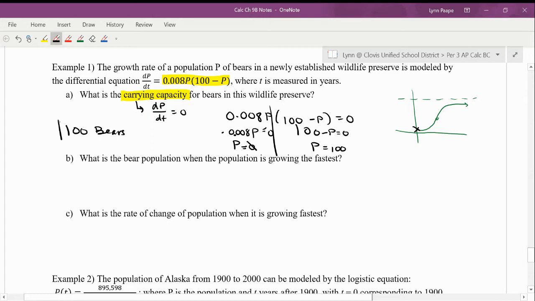Any more than that, they're dying off. All right, so let's see here. What is the bear population when the population is growing fastest? Again, that occurs at the point of inflection, which is at the halfway mark, right? This is the halfway mark of the carrying capacity. So that would be 1/2 of the 100 bears we just got, which would be 50 bears.